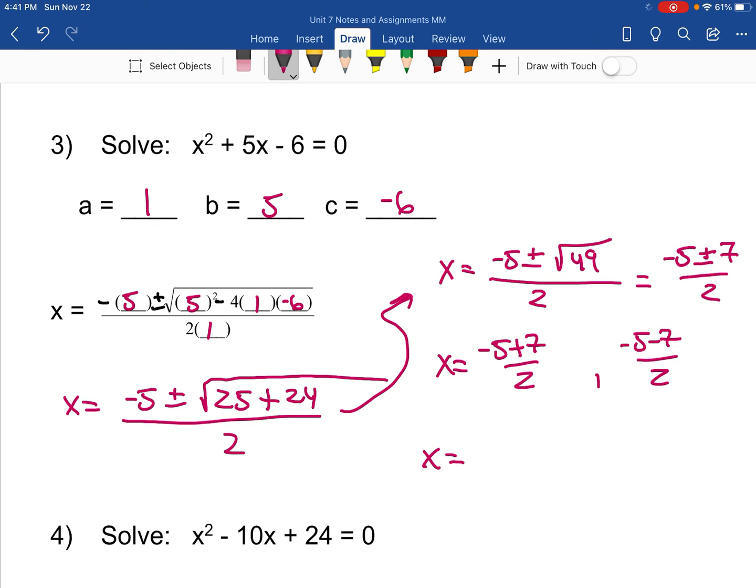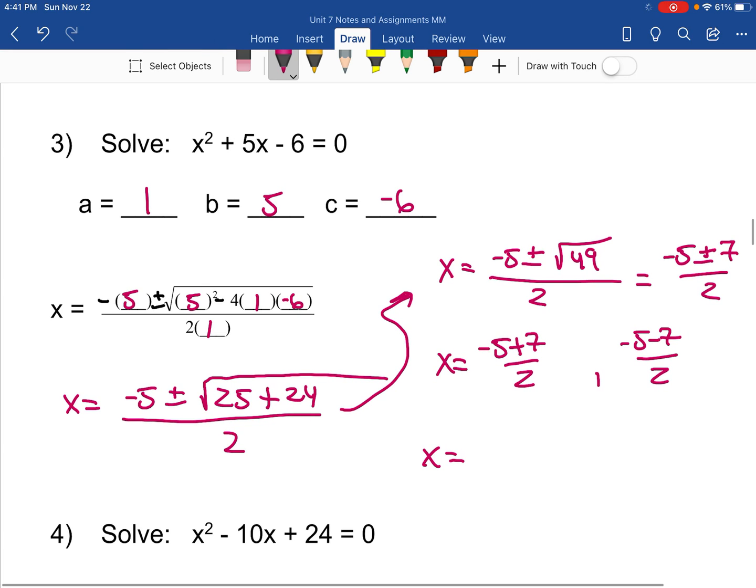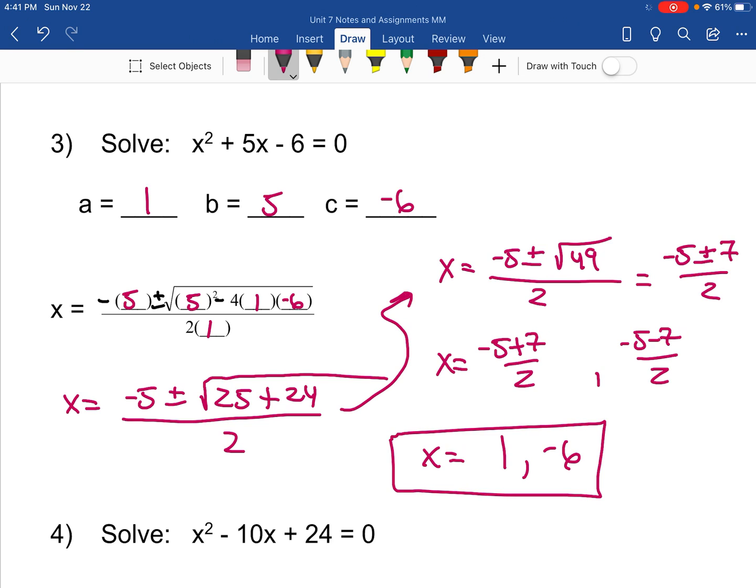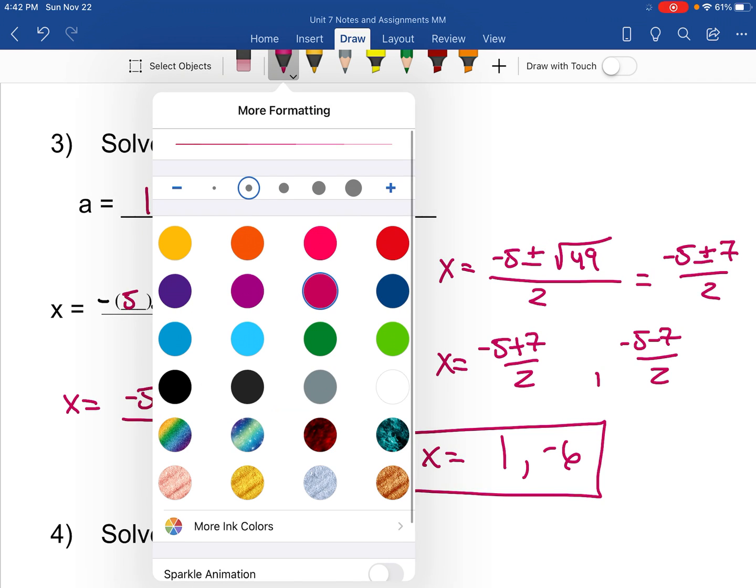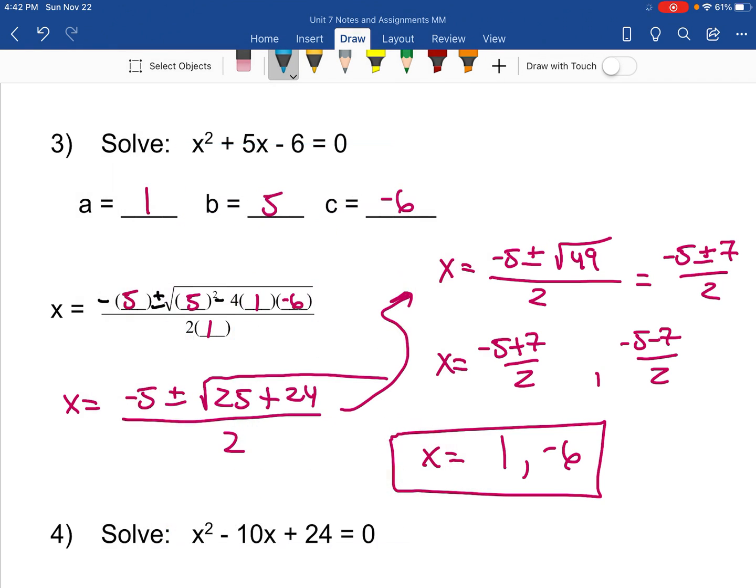Negative 5 plus 7 is a positive 2, and 2 divided by 2 is 1. Negative 5 minus 7 is negative 12. Negative 12 divided by 2 is a negative 6. So we get two solutions of x equals 1 and negative 6. Again, that is where it crosses the x-axis. Okay. All right, we're going to look at one more.